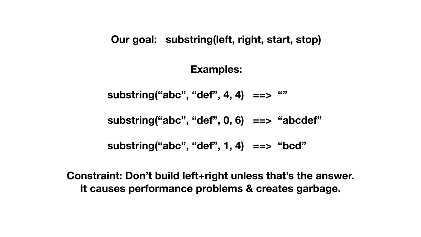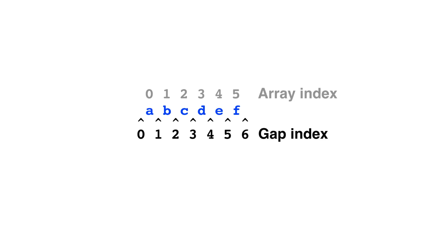We have a constraint in our solution. We don't want to build left plus right unless that's the answer. It causes performance problems and creates garbage. You can look at strings as using an array index where A is in slot 0, B is in slot 1. But for this kind of problem, it's actually easier to use the gap index. There's a gap at position 0, gap 0 in front of the A, gap 1 between A and B. Or you can think of that as the number of characters to the left of the index. So gap index 2 has two characters to the left of it, A and B.